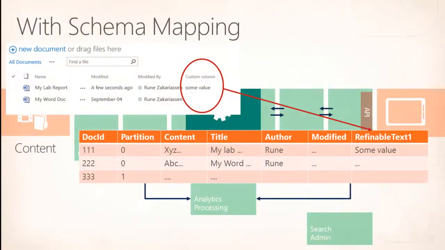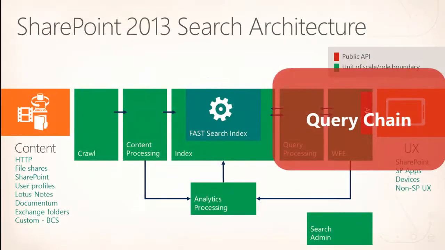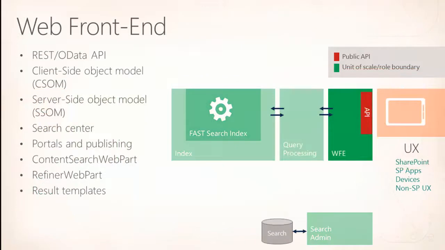And also here, just showing the same thing as Thomas said, if you use custom mapping, you can then map a custom crawl property into a managed property in the index. So let's move on to the query chain. It already starts on the web front end.